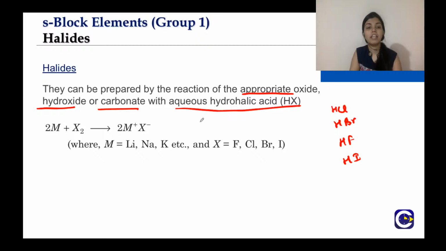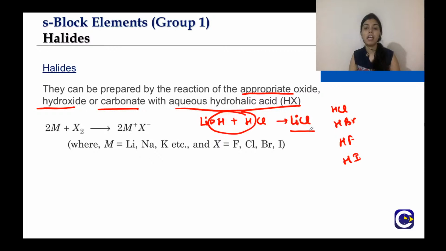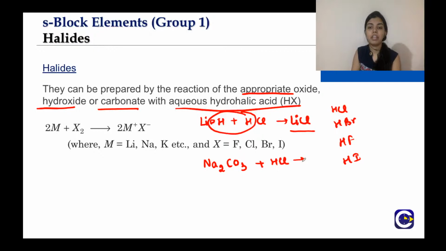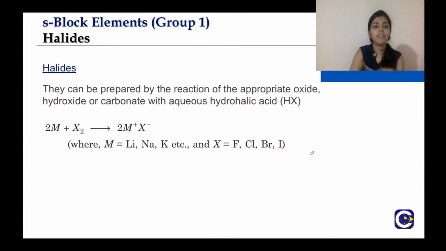So here, let us say we take lithium hydroxide plus HCl. Water will go out and it will leave you lithium chloride. This is how you can generate a metallic halide. Similarly, let us say we take a carbonate, Na2CO3, right? You treat it with HCl, that will give you NaCl, again a metallic halide, an alkali metal halide. So in this way you can form halides of alkali metals.